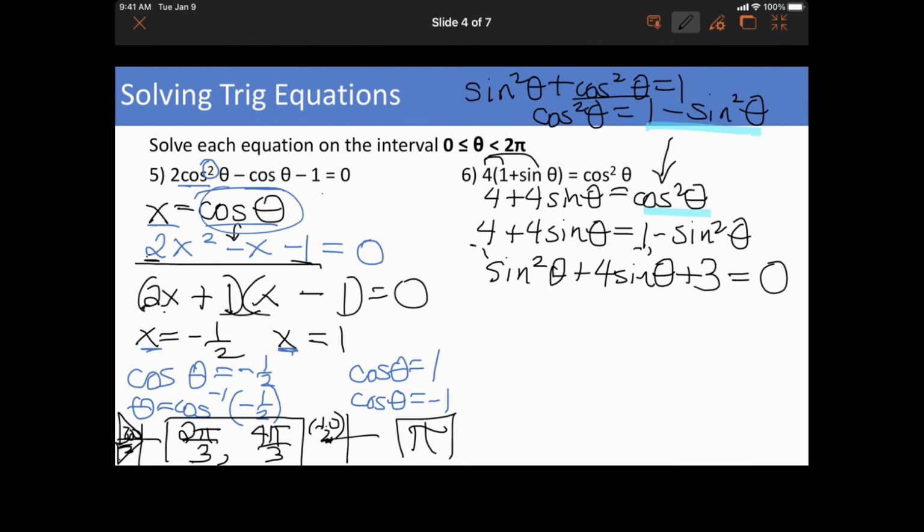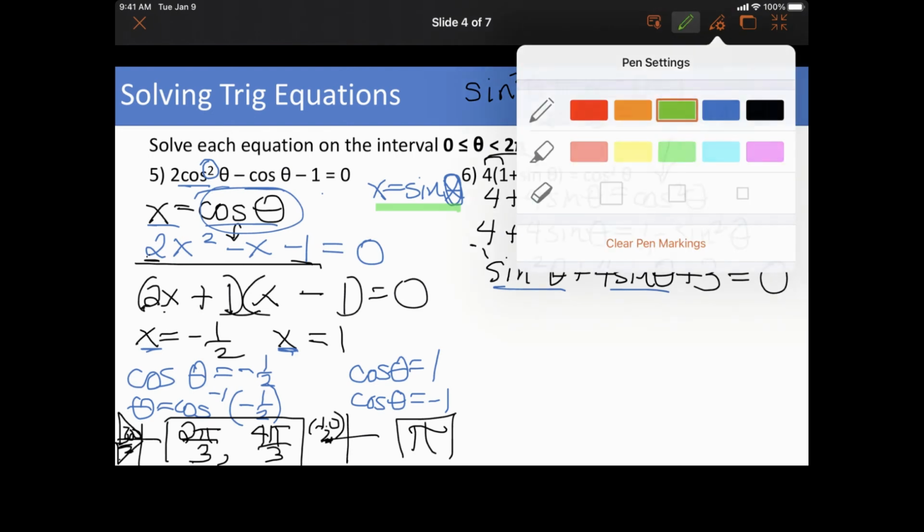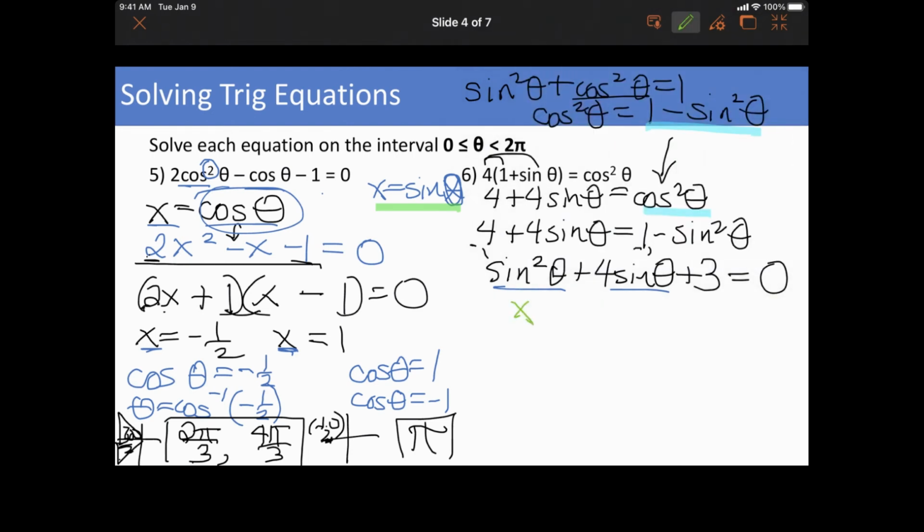0. What I'm going to do, you can put it over here, I'm going to substitute again because I think that's going to be easier for you guys. So I'm going to let x equal sine theta. So I'm going to put here x squared plus 4x plus 3. I'm going to factor. So it's going to be plus plus.